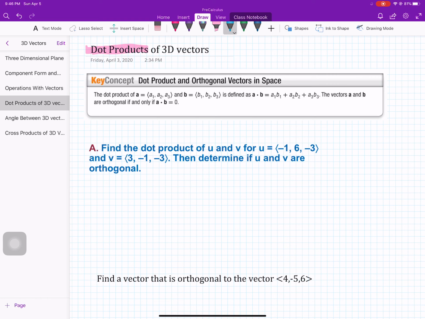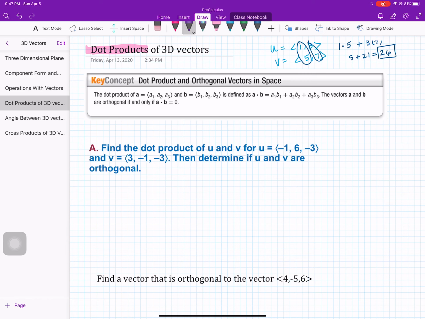If you recall, a dot product of a two-dimensional vector, let's say you have vector u equals 1, 3, and vector v equals 5, 7. To calculate the dot product, you would multiply your x components, so 1 times 5. Then you multiply your y components, 3 times 7, and then you calculate the sum. So this would be 5 plus 21, which is 26. A dot product is a scalar, meaning that it's just a number.